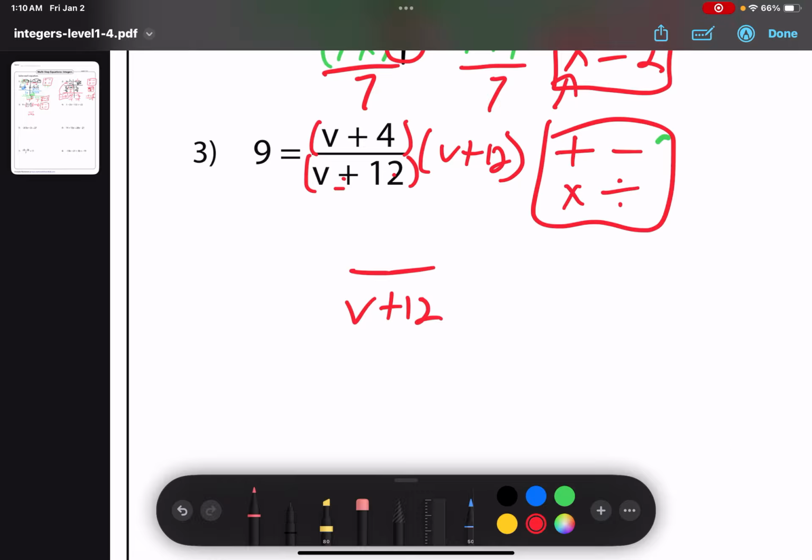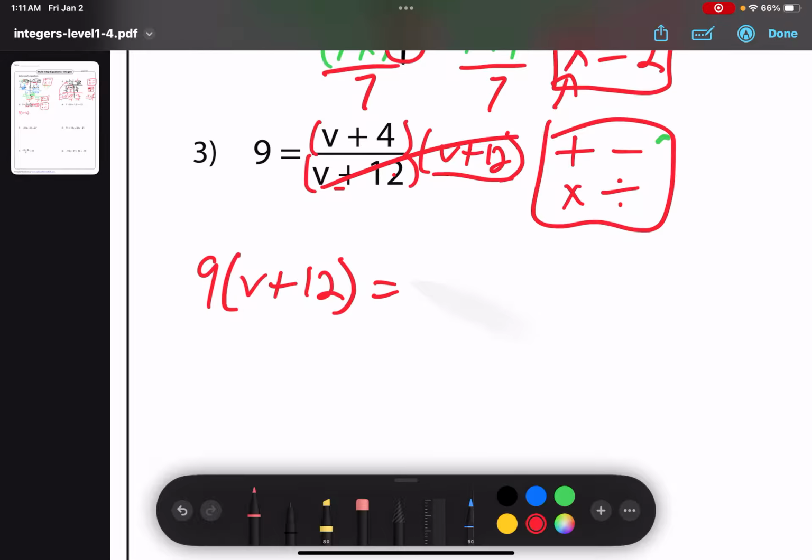So to cancel these out, these are dividing. This is dividing this. This is multiplying. When you have this over this, they're both the same. It's like saying 1. Okay? So if these cancel out, now we got to multiply 9 by v plus 12. And that's going to equal v plus 4.